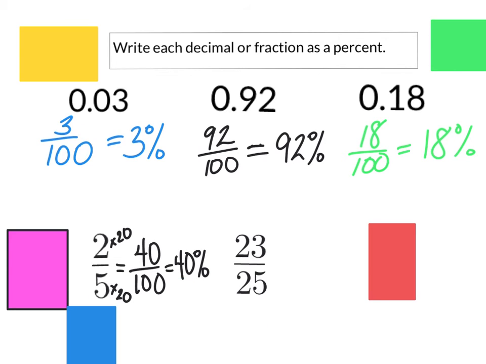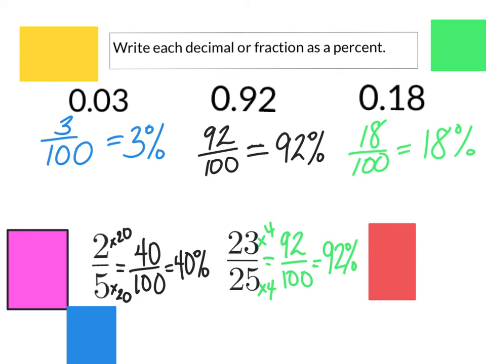Next one, okay, again, I'm going to write this as a fraction compared to 100, or a ratio compared to 100. So I have to think 25 times 4 will get me to 100. So 23 times 4, that is 92. So 92 hundredths, oh, we had that one up before, that equals 92%.